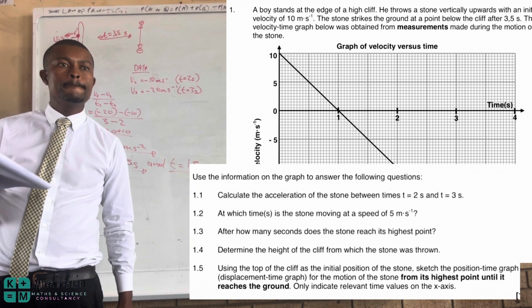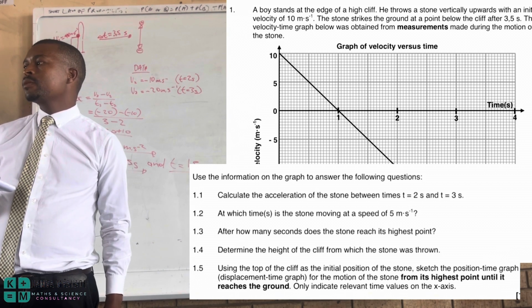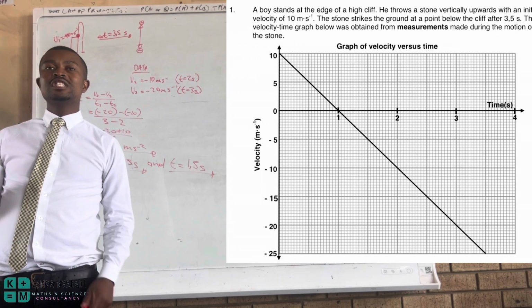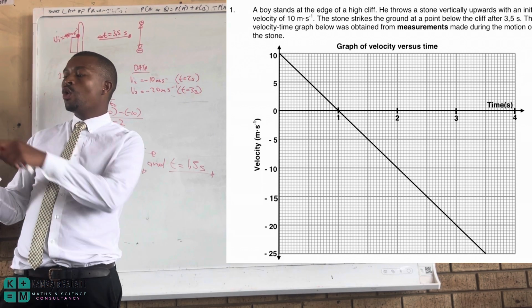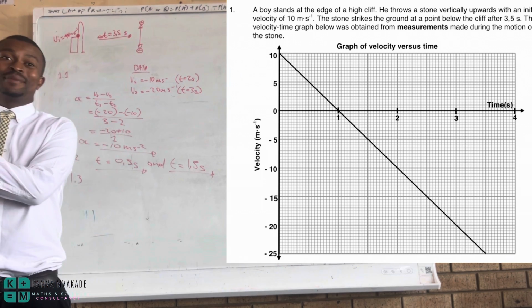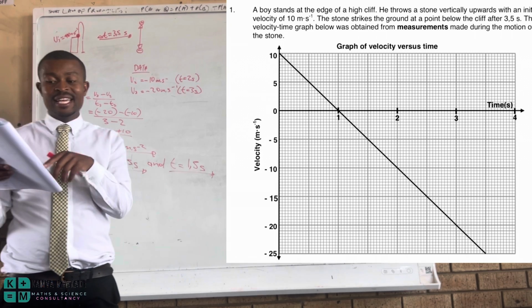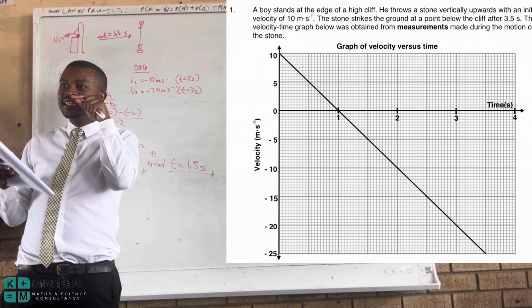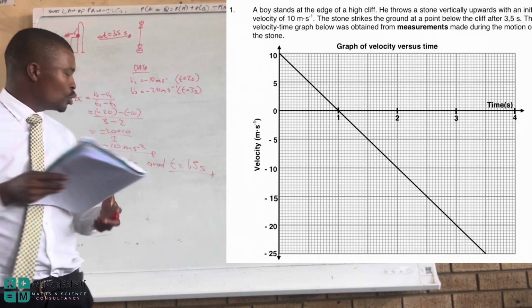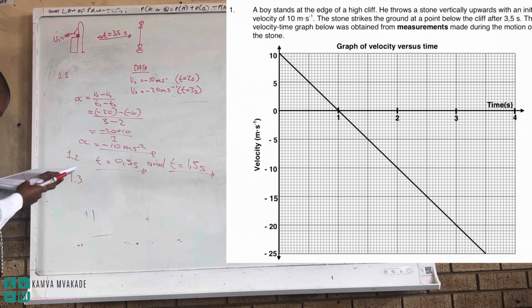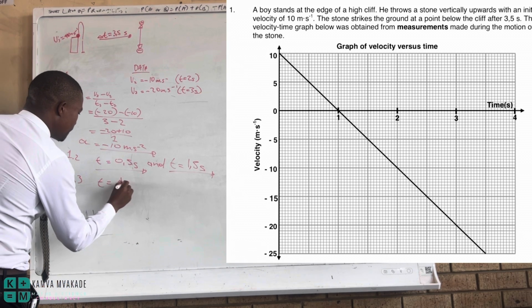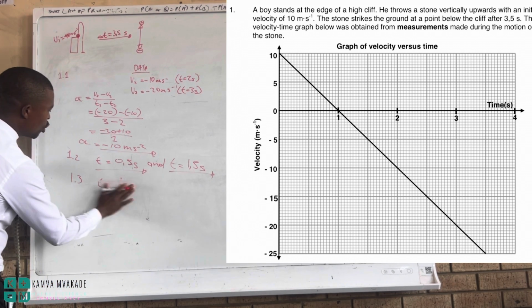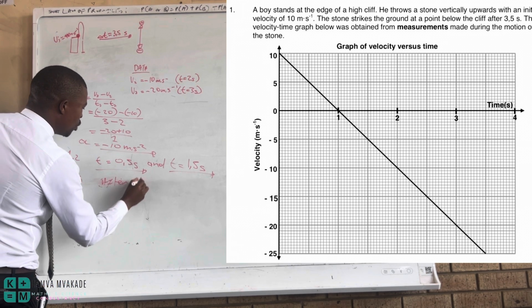What do we know about the maximum point? Velocity equals 0 meters per second. So whenever the graph cuts the x-intercept, that is the maximum point, because velocity is 0. At which time? After 1 second.